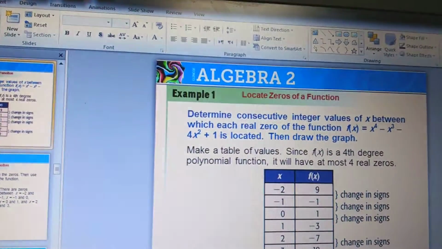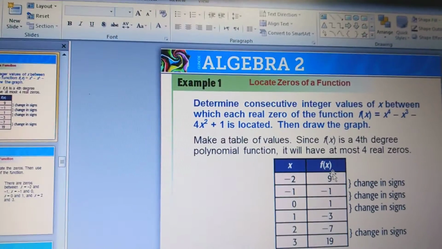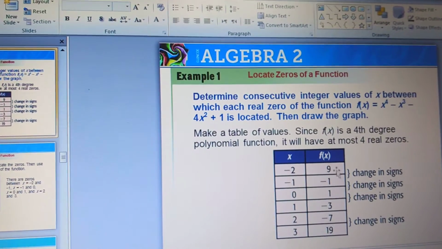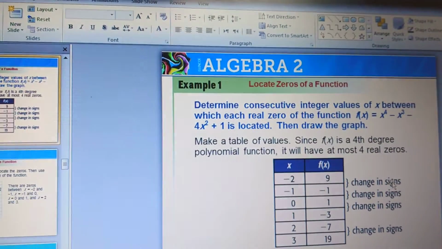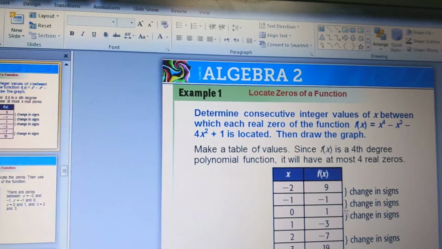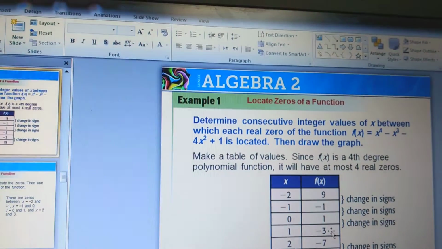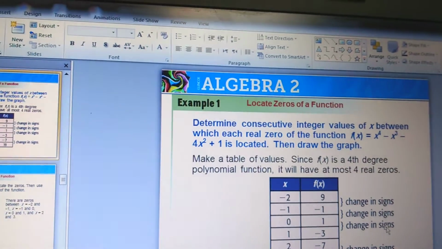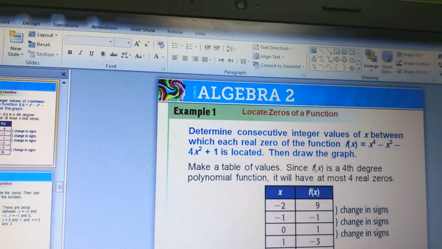Like here, see, this x, this f(x). f(x) means y. Here 9, -1, positive, negative, the sign changes, this means I have a solution, one solution. -1, 1, the sign changes, this means I have a solution here. 1, -3, this means I have a solution because the sign changes. -7, 19, also here I have a solution.